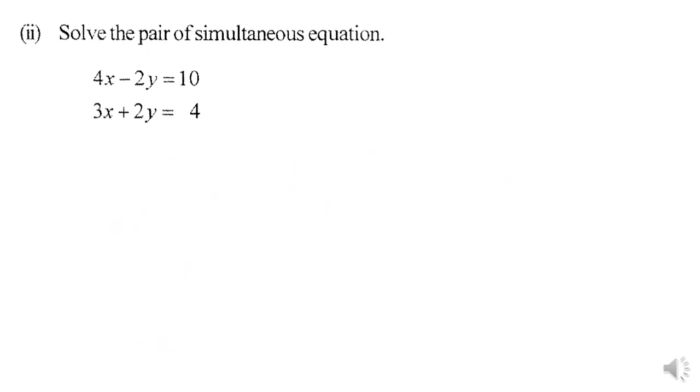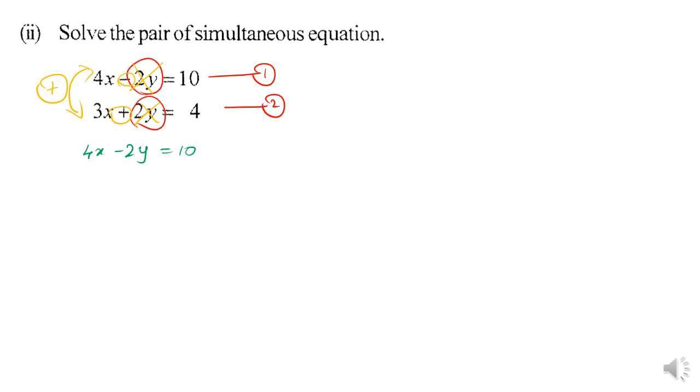And solve this pair of simultaneous equations. You can mark this 1 and mark this 2, and you see 2y is present, and here also 2y is present, and then you are happy because this is easier to be solved. And also you see this is minus and this is plus, therefore you have to add these together, then you can cancel out this 2y, right? So let's do that way. And then you see 4x minus 2y is equal to 10. 3x plus 2y is equal to 4.